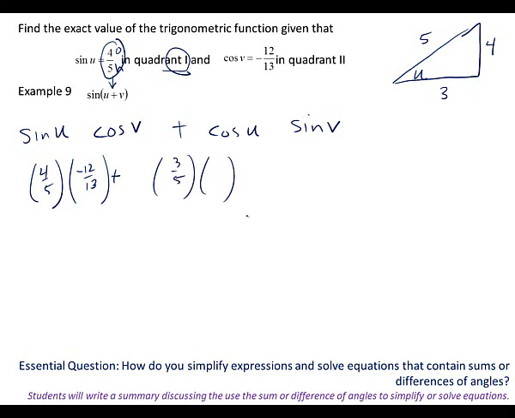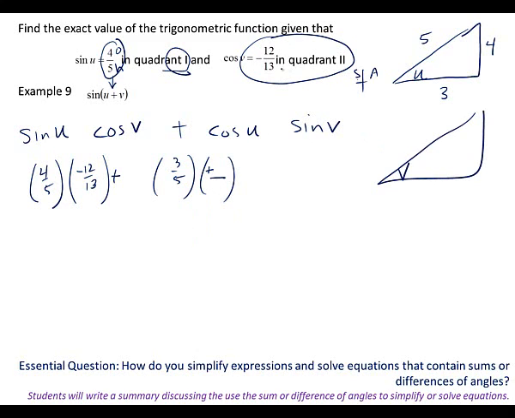Do I have the sine of V? No, I could use this information here to figure it out. In quadrant 2, is the sine going to be positive or negative? All students, right? It's positive. I'm going to go ahead and write a plus sign down so I remind myself that I've taken care of that part. Okay? Now I'm going to look at my triangle here.